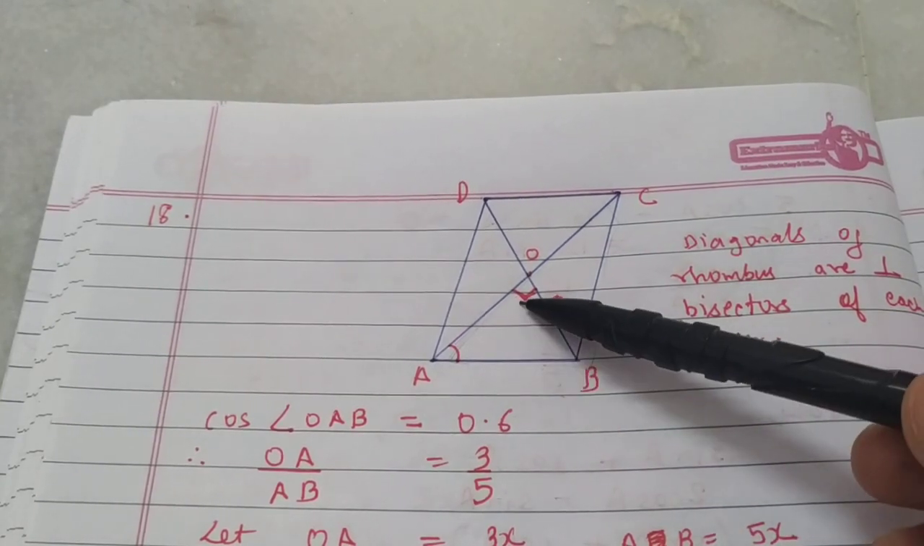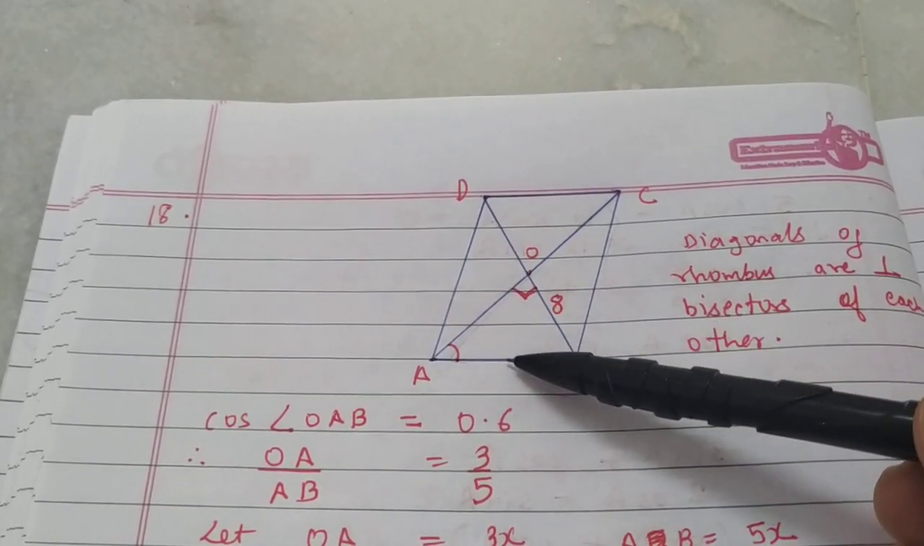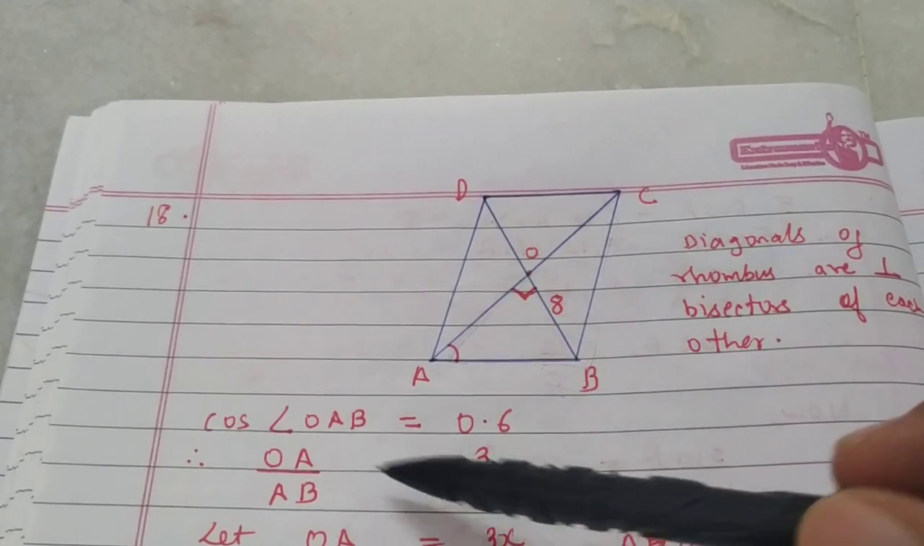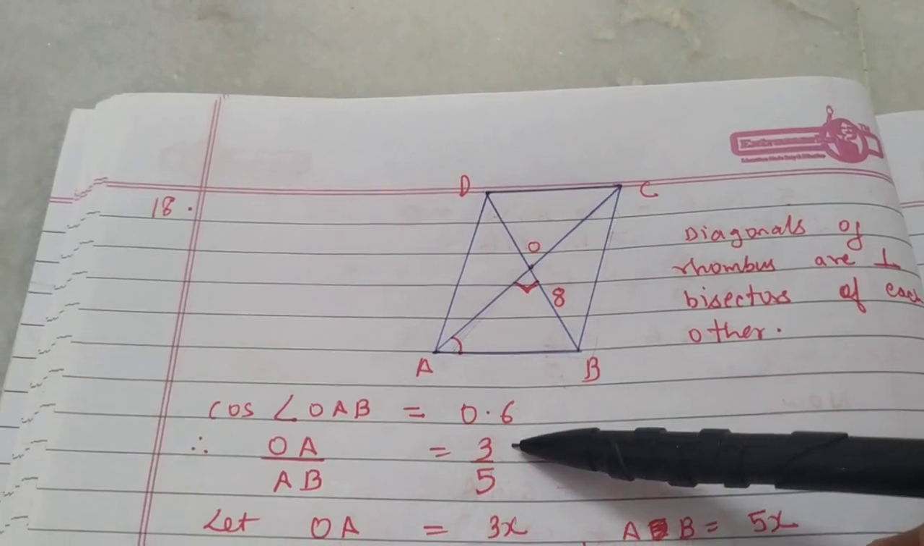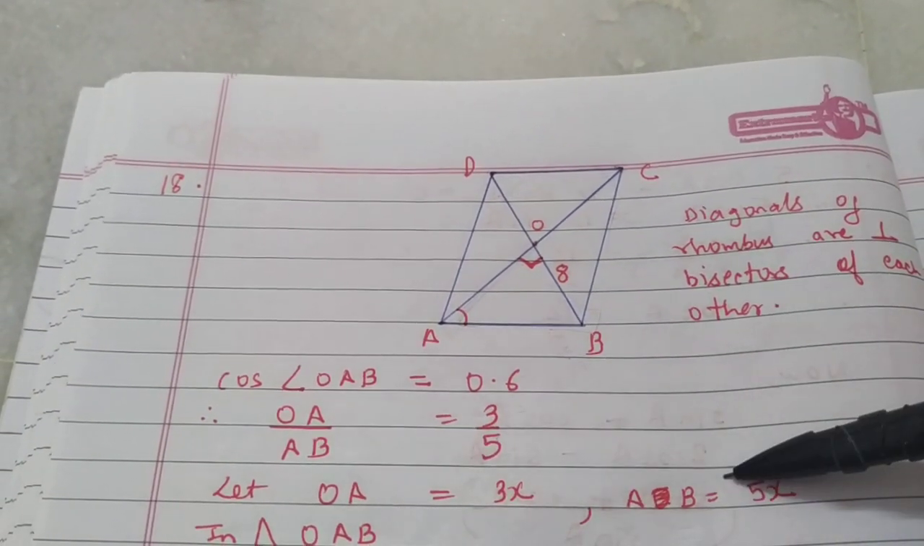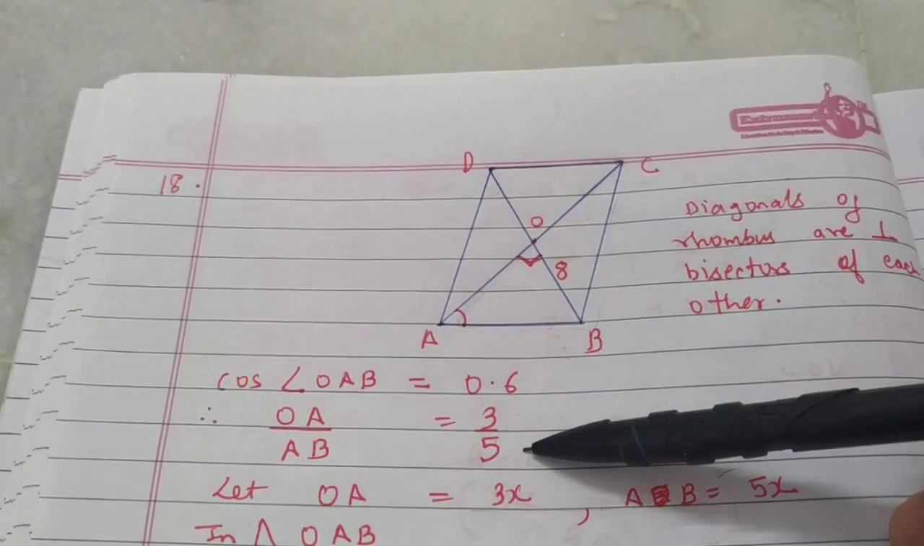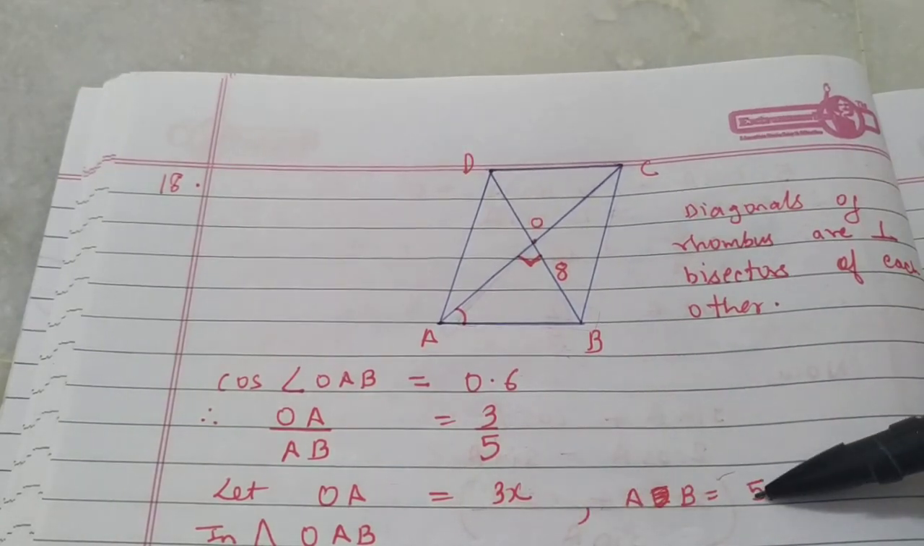The side opposite to the right angle is always hypotenuse, and is always the biggest side in a triangle. So I got this ratio. So I can assume OA as 3x and AB as 5x. Yeah, don't say that OA is 3 and AB is 5. That's false. It's always 3x and 5x.